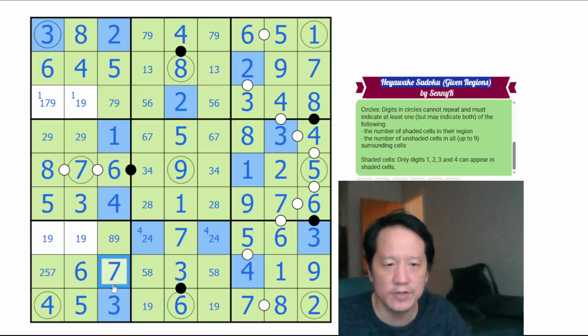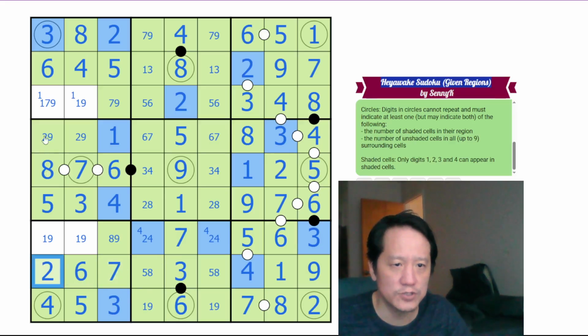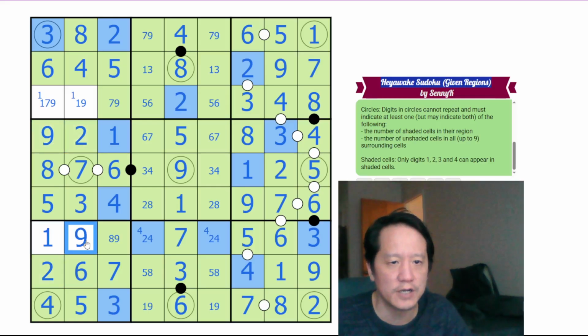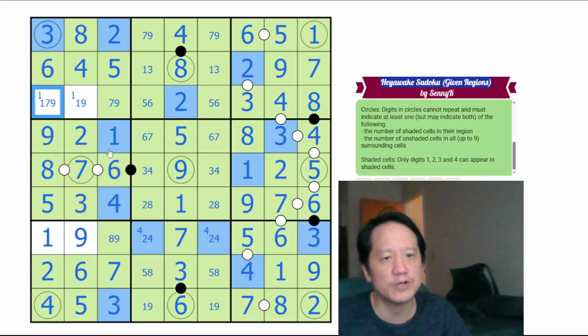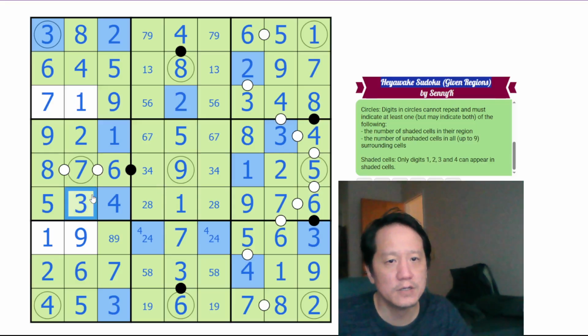So this is 7. No 5 or 7 here. It's 2, which makes this 9, which makes that 2. 9 eliminates 9 here, so it's 1 and 9 here. 1 and 9 eliminate 1 and 9 here, so it's 7, which makes this 9, which makes that 1. So this is then shaded, and this is shaded, and these are unshaded.